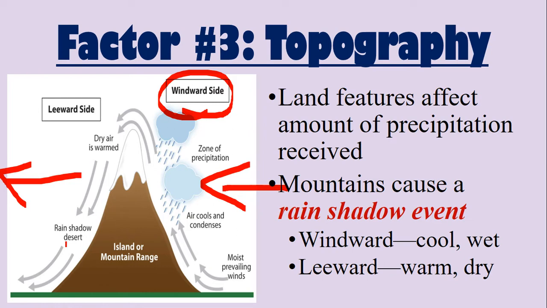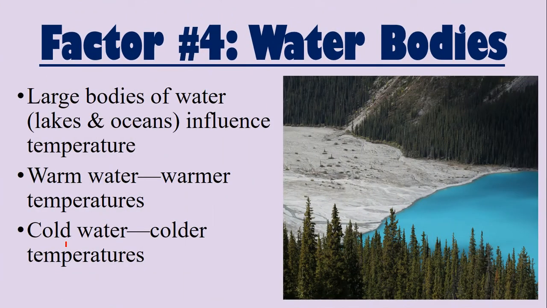The best way to show this is California. One side of California is cooler and wetter, and then you have a mountain. On the other side, you have a desert because the mountains block it. Water bodies do factor in. We talked a little bit about this with ocean currents, if you watched the hydrosphere unit videos.